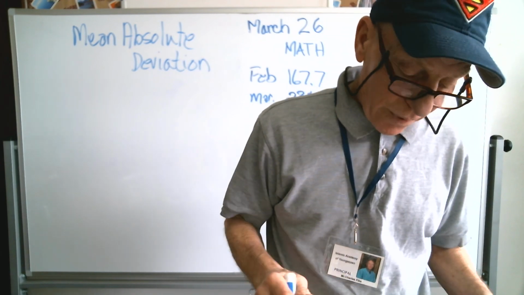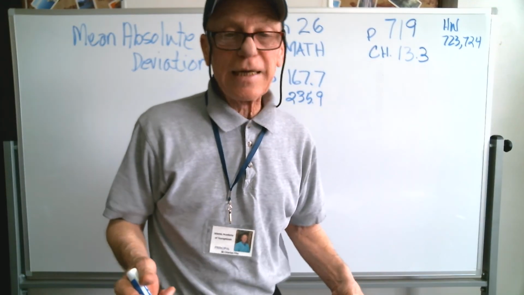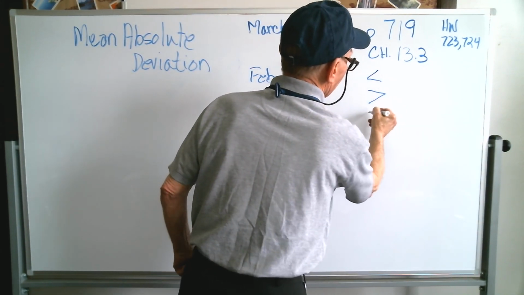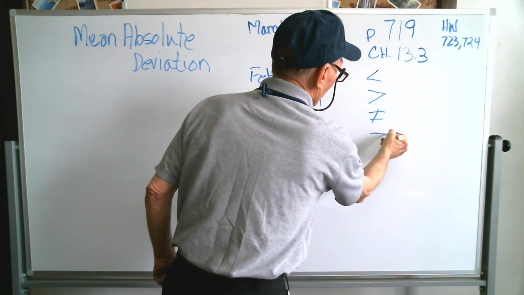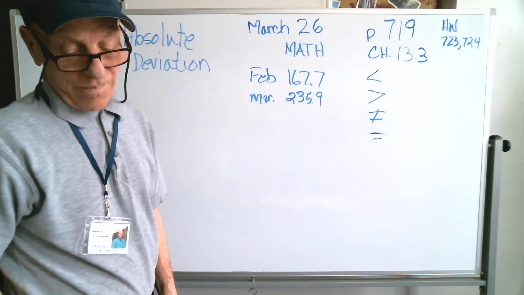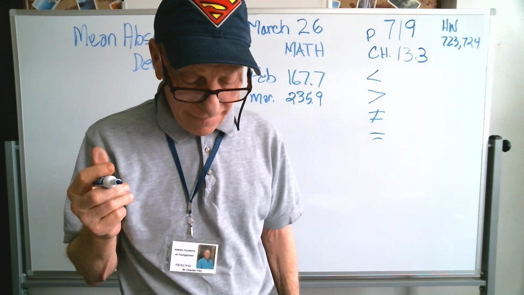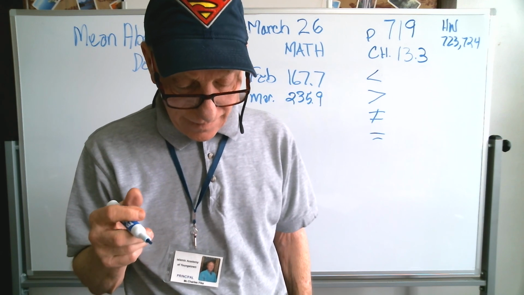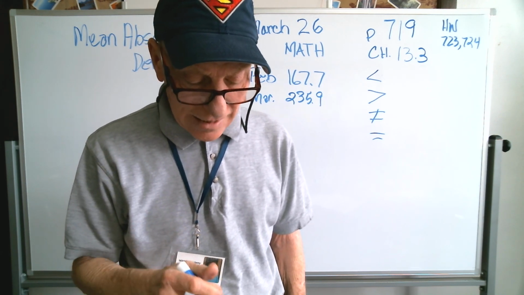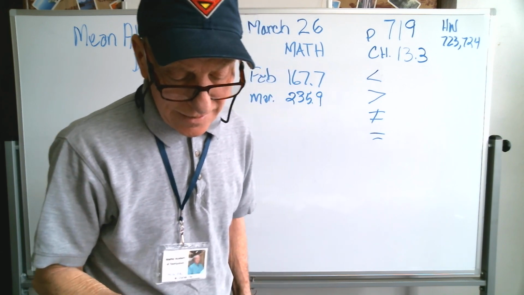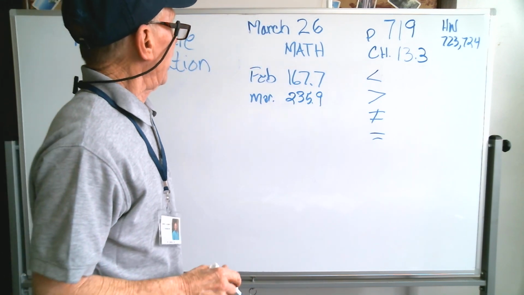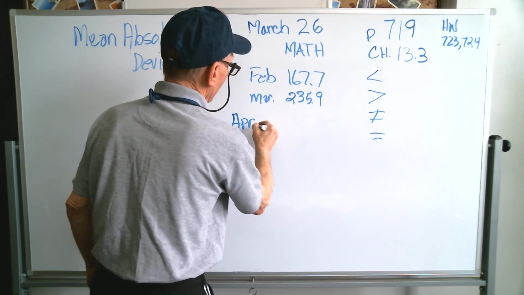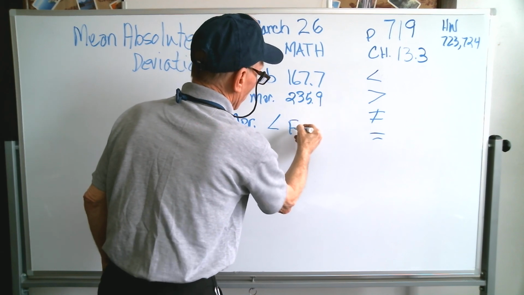The next part of this problem, number 5, says write an inequality. Now we all know what an inequality is, right? Less than, greater than, not equal to, or equal to. Number 5 says, write an inequality. In April, the data for Scott's website visits are less spread out than they were in February. So April is less spread out than February.